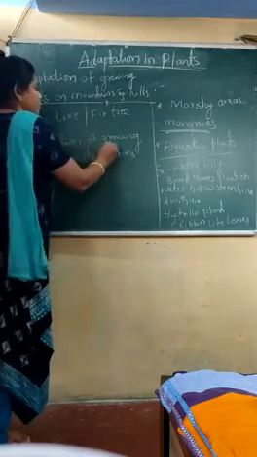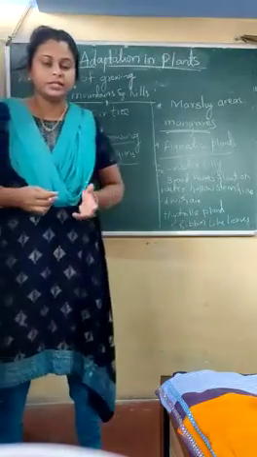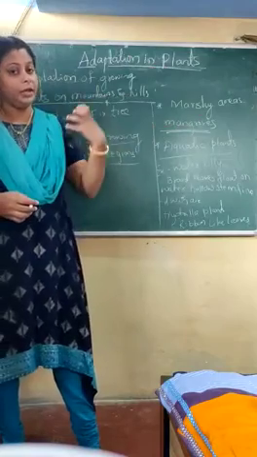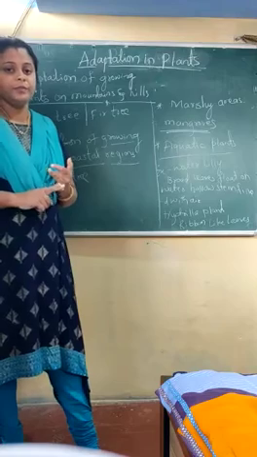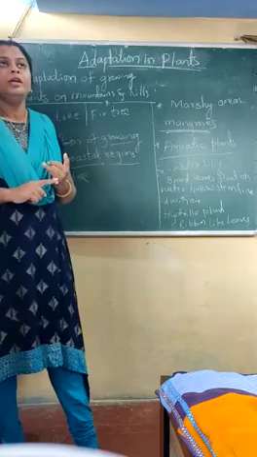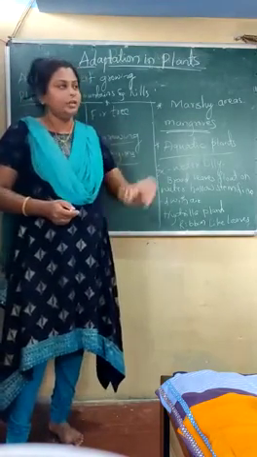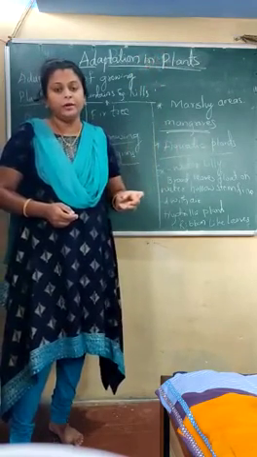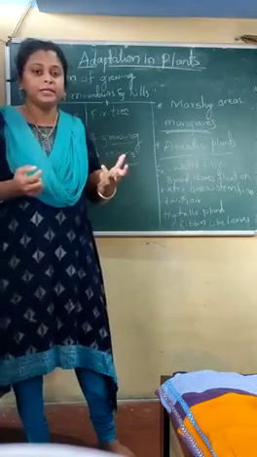Then adaptation of growing plants in the coastal region. In the coastal region, there will be very fast wind blowing, and again very heavy rainfall. For example, in the coastal region, coconut palm trees are more there. Then we know the structure of the coconut tree: a long elongated thick stem, or instead of thick I can say a strong stem, and a flexible stem.